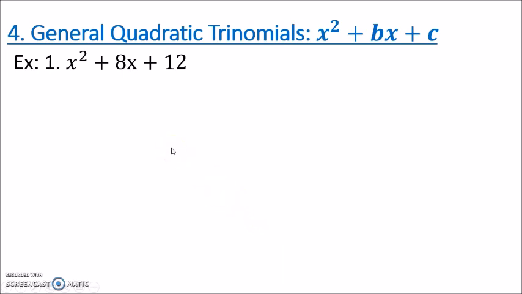Next, we have factoring general quadratic trinomials in the form x squared plus bx plus c. So let's have an example. X squared plus 8x plus 12. Let's factor this. Notice for this one, yung quadratic trinomials, at quadratic meaning the highest exponent of the variable is 2. Okay? And yung quadratic natin dito, yung leading coefficient niya, ito yung kasama nung x with the highest variable, ay 1 or wala. Meaning 1 yan.